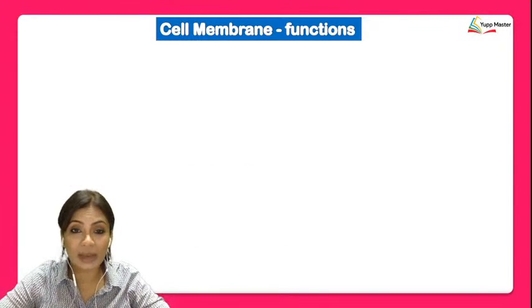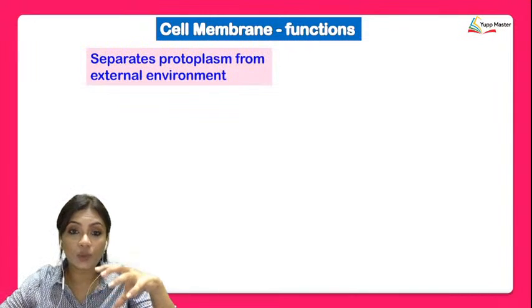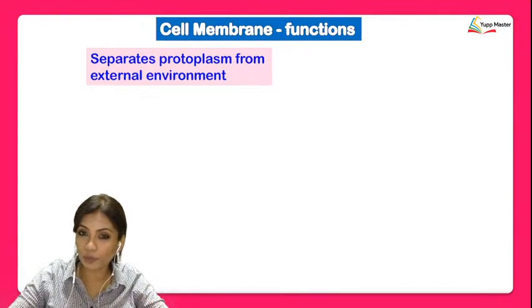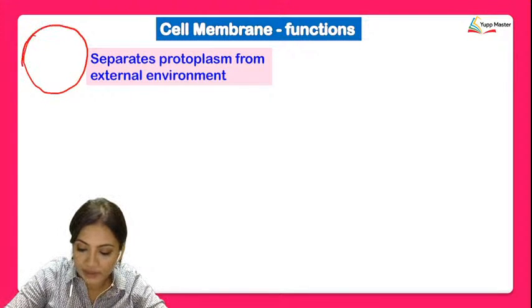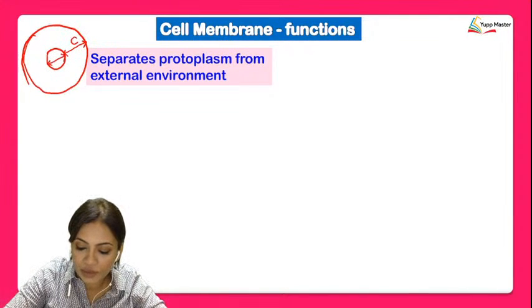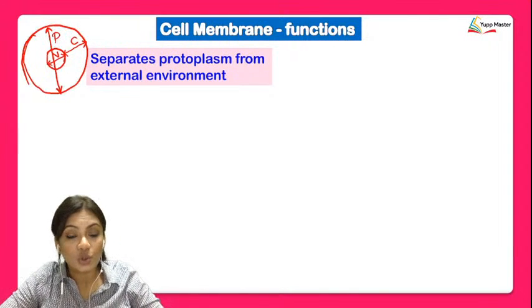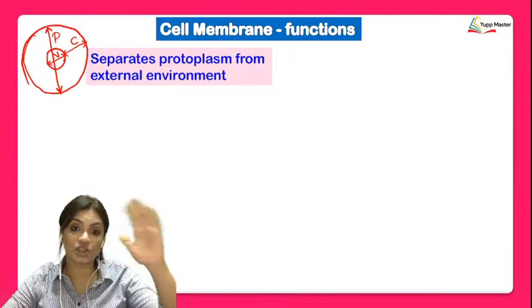So summing it up, what were the functions of the plasma membrane? First of all, it does one basic thing, that it is going to separate the whole protoplasm. What was protoplasm? Do you remember that? In the cell, if this is the nucleus, then this part was called the cytoplasm. This part inside here was called the nucleoplasm, and together, the whole region is called the protoplasm. So what is the cell membrane going to do? It is separating the protoplasm from the external environment.